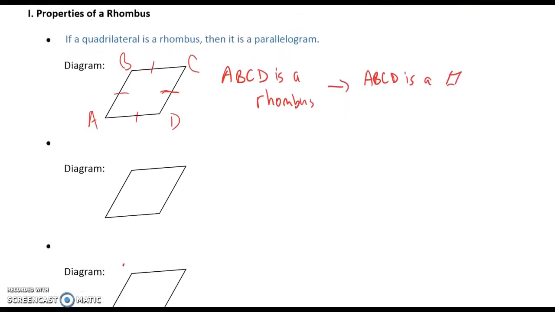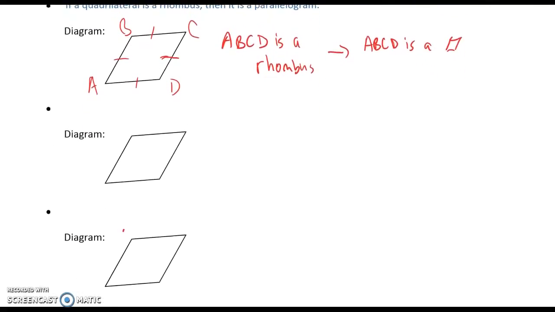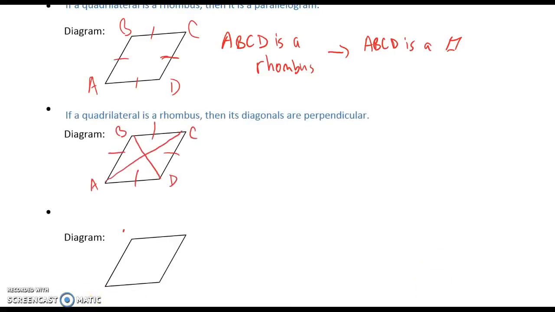Okay, the second property, the second theorem says that if a quadrilateral is a rhombus, then its diagonals are perpendicular. All right, so again, if we have a rhombus, now we can say the diagonals are perpendicular. So what that does is that creates angle measures for us. So we would be able to say the diagonals AC and BD are perpendicular.